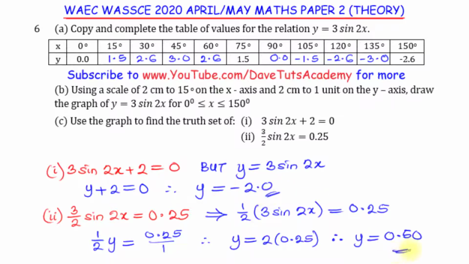So for the two of them, the value of y is constant, so it's not going to depend on x, meaning that it's going to be a straight line graph that is running across the length of the x-axis. It is just constant, minus 2 in the first case, 0.5 in the second case. So now that we have all that we need to plot our graph, we can go ahead to plot our graph and find the truth set of this solution as requested. All right.